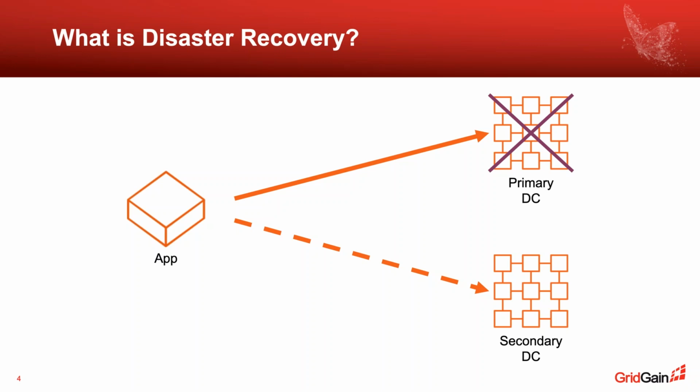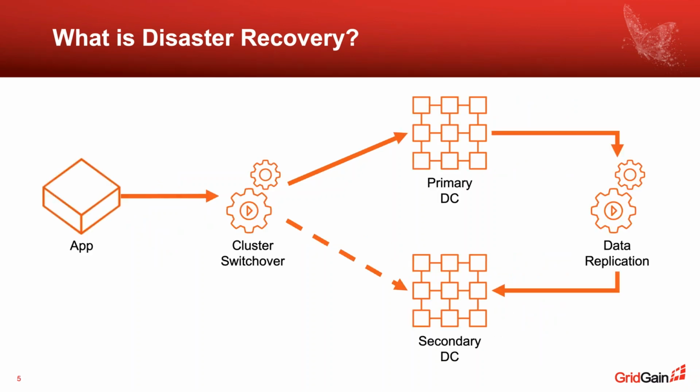And for that, obviously, we need some mechanisms, and these mechanisms can be split into two parts. First is the cluster switchover mechanism. This part allows you to switch from the primary data center to the secondary data center when something happens on the primary, or if you just need to go for maintenance or something like that.